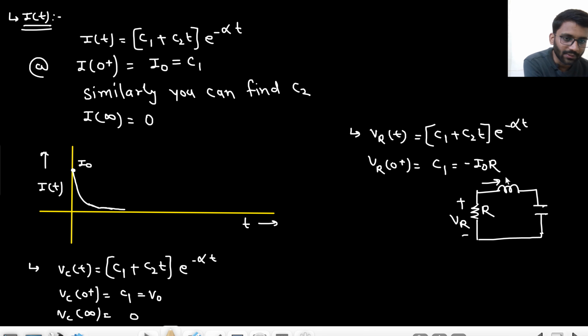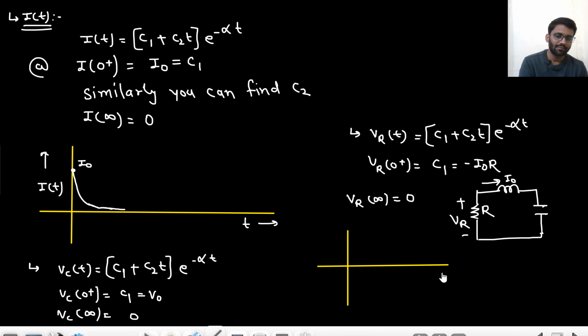So the initial current here is I naught, right? So I naught current is flowing here. So V_R(0+) is minus I naught R. What will be the value of V_R at infinity? That will be 0 only, right? So from minus I naught R it will start and go to 0. So what will be the graph for V_R(t)? In a similar way you can make these graphs. From minus I naught R it will start and quickly go to 0.